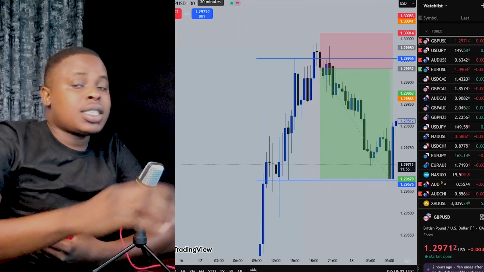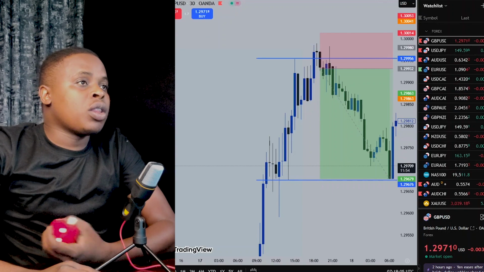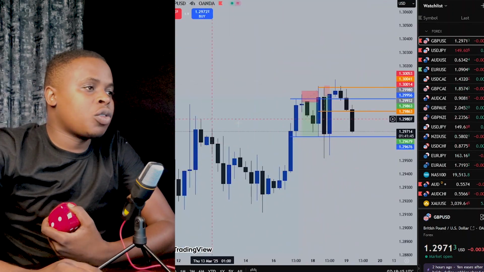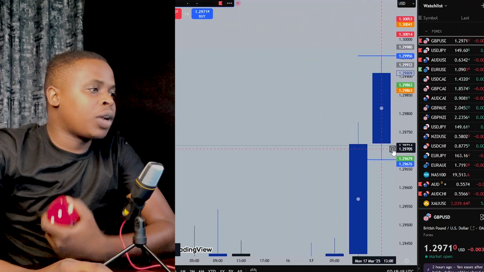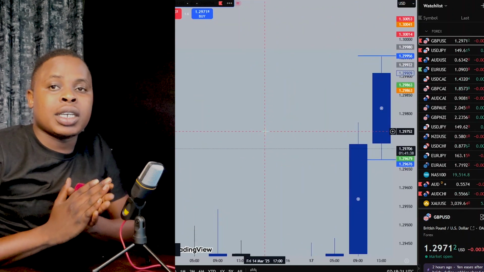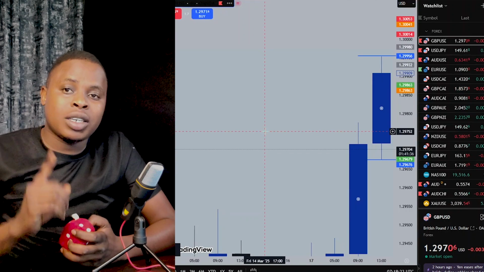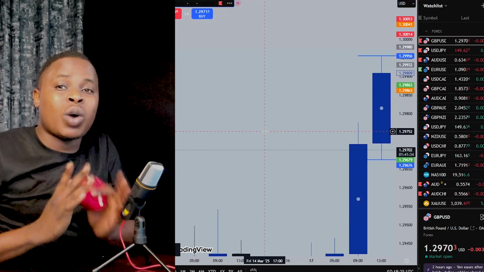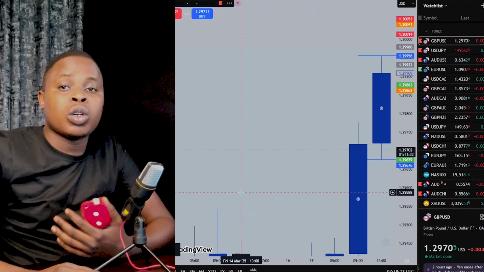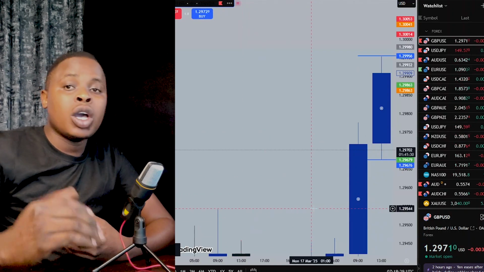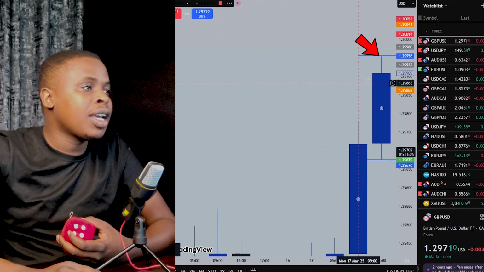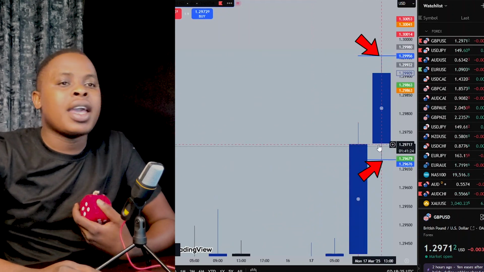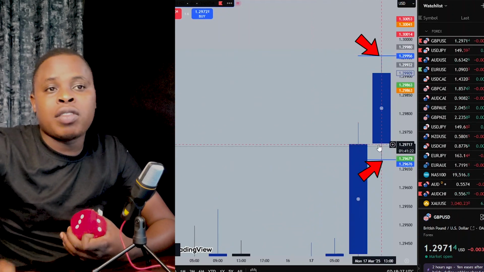The way that this trade came about is that I was on the 4-hour time frame. If we go to the 4-hour time frame, I want you to focus on this candle right here. What we do with this strategy is we only use one candle. You look for the current candle or the previous candle, and then you mark the highest point of the candle and the lowest point of the candle.